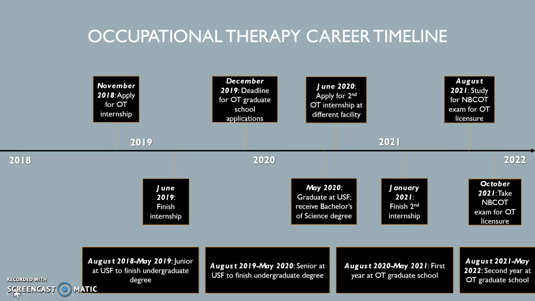So I'm estimating graduating in 2020 from USF, and then I was going to go into graduate school. And then around my second year, I was wanting to study and then essentially take the NBCOT exam for my OT license. But I'm not completely sure how long you have to be in graduate school to take that, or how long graduate school is.